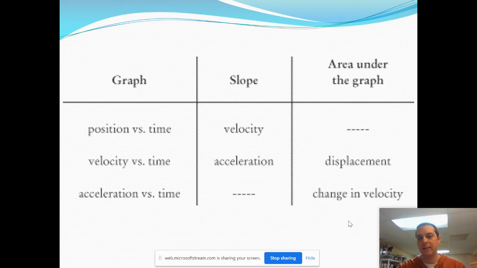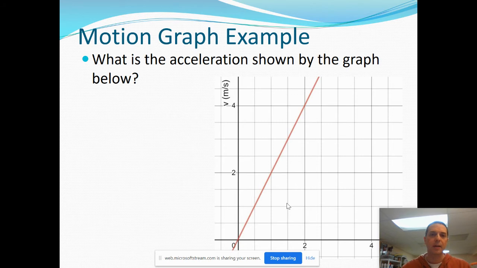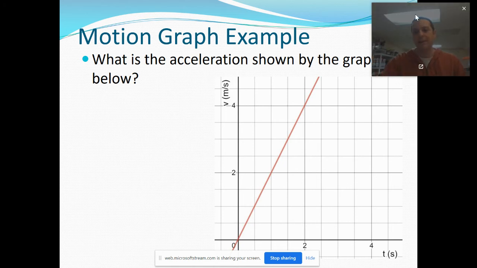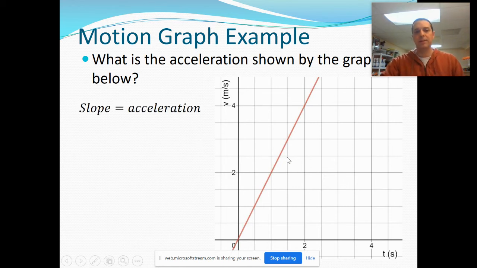Let's go ahead and take a look at an example. This one's not in your notes, but I want to take a look at it. Here we have the acceleration that's being shown by a velocity as a function of time graph. In this graph, you can see that we have velocity on our y-axis and time on our x-axis. What we're going to do is try to determine what the acceleration of this object is. We know that the acceleration is going to be equal to the slope of this graph, and that the slope is going to be the change in y-axis over the change in x-axis.